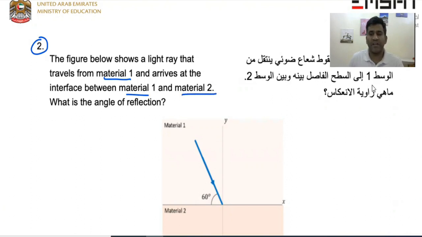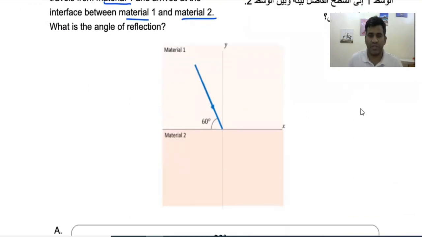What is the angle of reflection? So the diagram has been shown here. The question is about what is the angle of reflection.